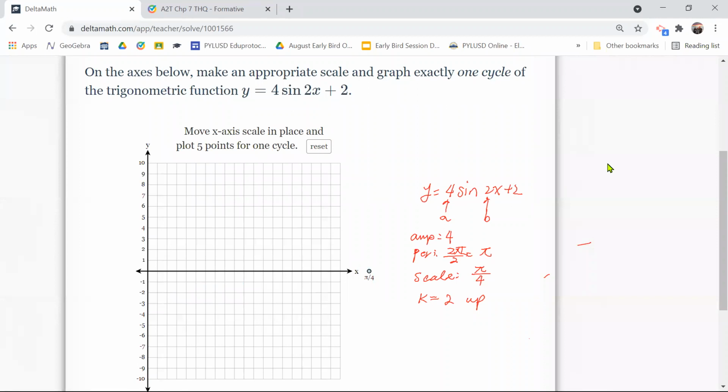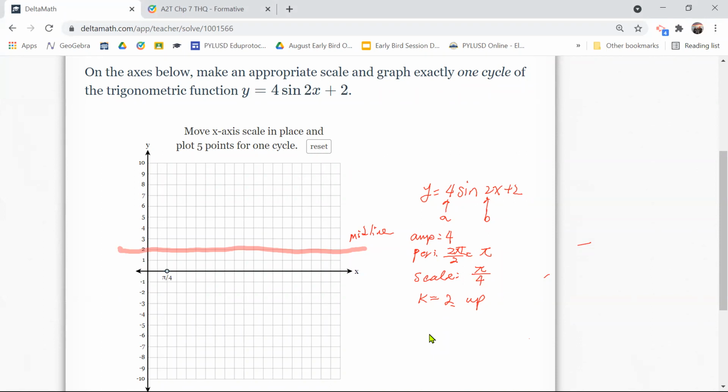We're about done. Okay, so now keep in mind that we're going up 2 units. So there's 2 units. We're going to go up 2 units, so that's our midline. We call this midline. And then we're going to put the scale pi over 4 right here. Make sure that's in the right place.